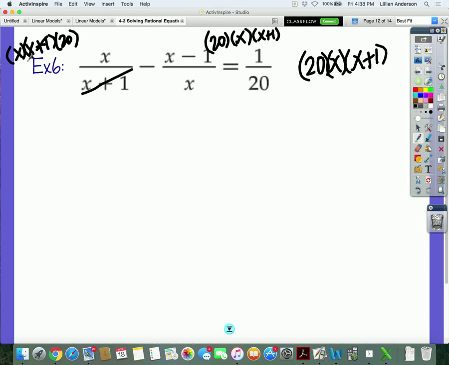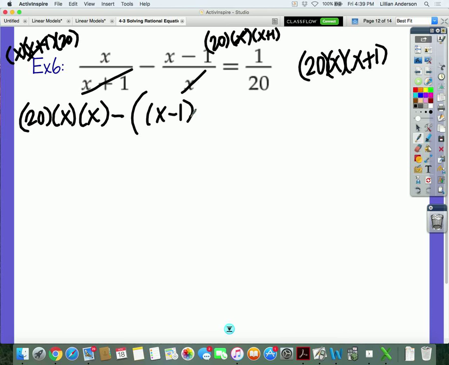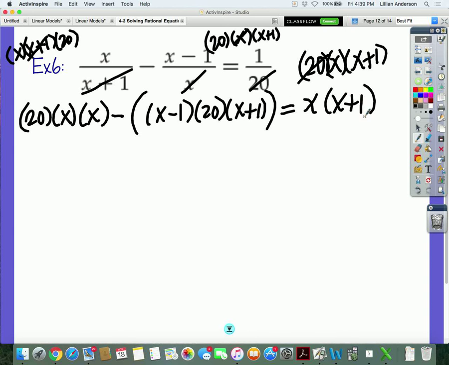X plus 1 cancels out, leaving me with the 20 times an x times another x minus, now I'm subtracting this entire second term after I cancel out what's in common. So I'm going to put another parentheses, and I have an x minus 1 times the 20 times the x plus 1. The 20's cancel out here, and I'm left with the 1, which I'm not going to write, and then just an x times an x plus 1. Again, after that is algebra.